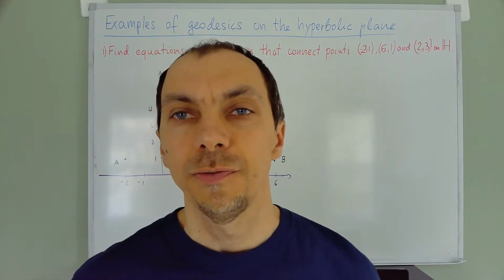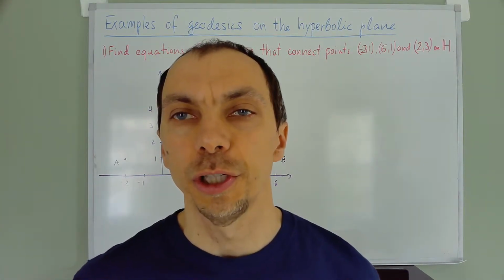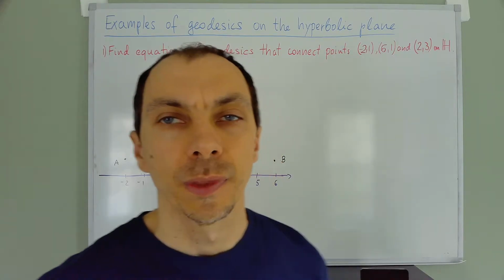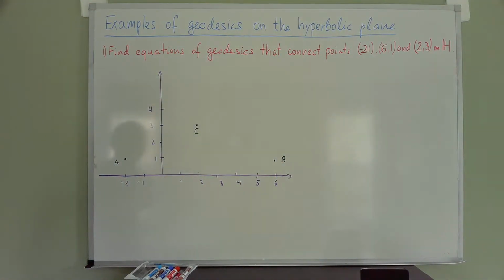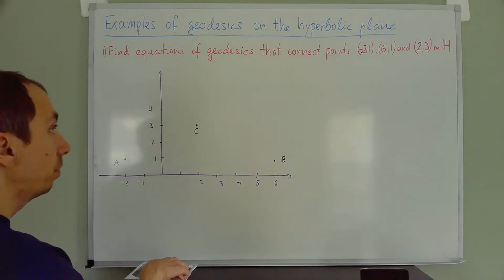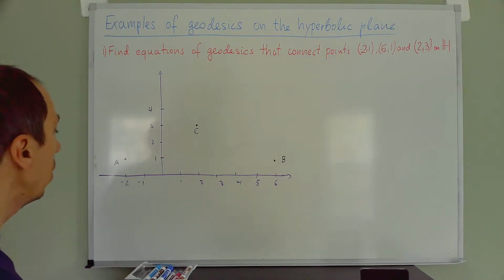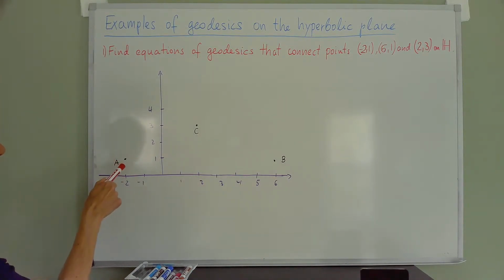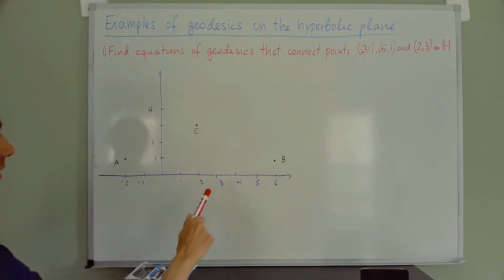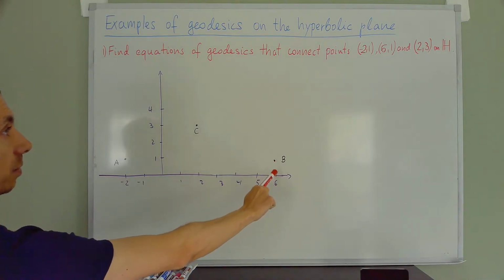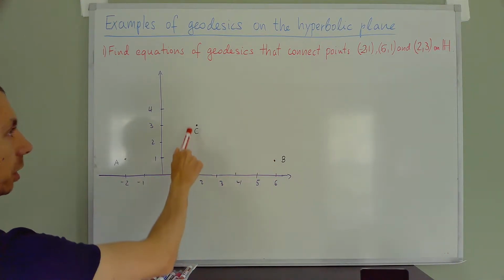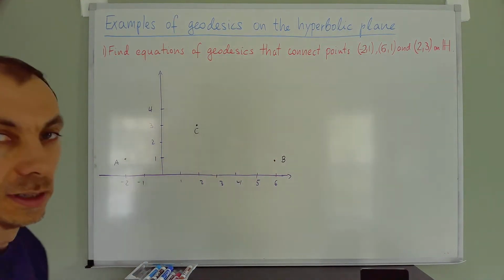Welcome. In this video we will compute more examples of geodesics on the hyperbolic plane. So let's look at the following problem. Find equations of geodesics that connect 3 points, and the points are -2, 1, so that's the point A right here, 6, 1, so that's the point B, and 2, 3, that's the point C.